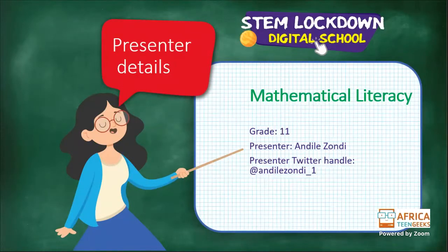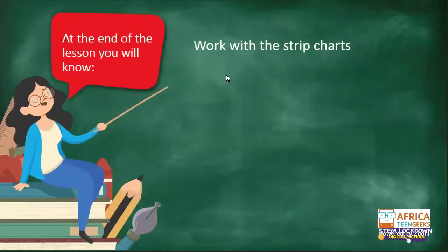Okay, so today we're carrying on, we're revising maps, and today we're looking at a special type of map called the strip chart, right? So at the end of this lesson, you should be able to work with strip charts, right? Remember, we are revising, so we're jumping straight into our revision questions.